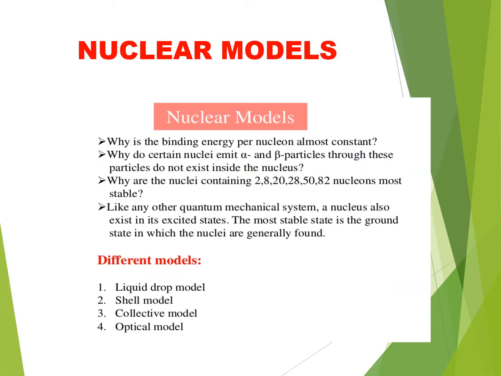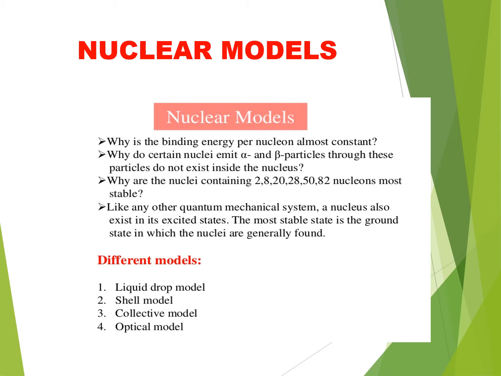Nuclear models. In this, first, we must know: why is the binding energy per nucleon almost constant? Why do certain nuclei emit alpha and beta particles, though these particles do not exist inside the nucleus? Why are the nuclei containing 2, 8, 20, 28, 50, 82 nucleons most stable?